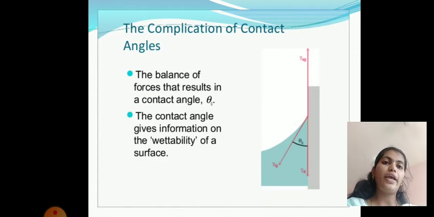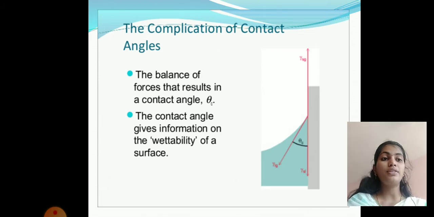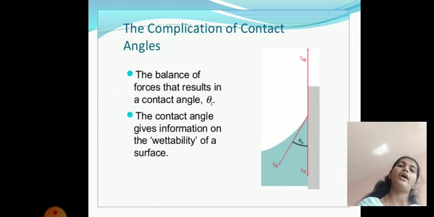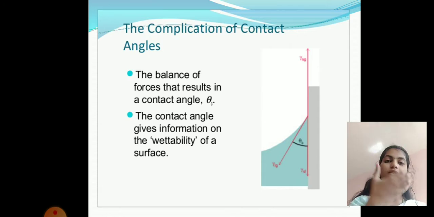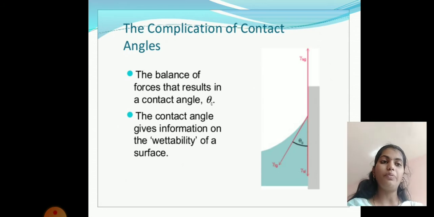Complication of contact angle. What is the contact angle? In surface tension, we have to look at droplets, air drops or water drops. The balance of forces results in a contact angle theta. When a drop is placed on any surface, it is situated there because of the balance of forces and the angle of contact.